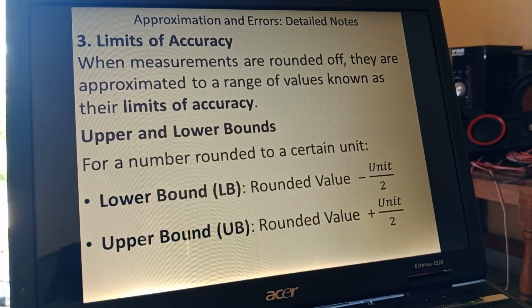Limits of accuracy. When measurements are rounded off, they are approximated to a range of values known as their limits of accuracy. Upper and lower bounds. For a number rounded to a certain unit, lower bound equals rounded value minus unit over 2. Upper bound equals rounded value plus unit over 2.